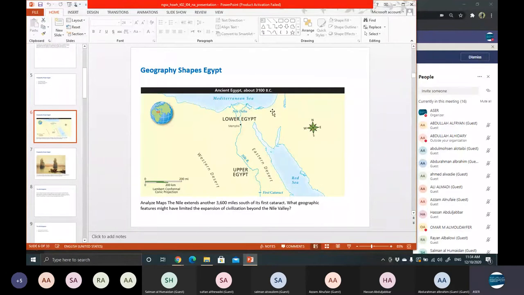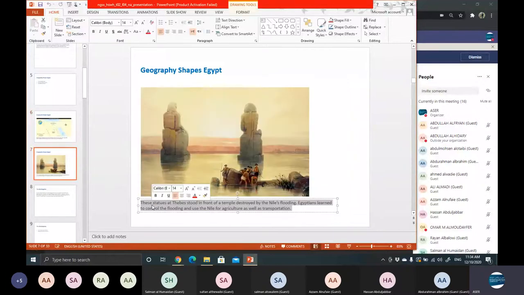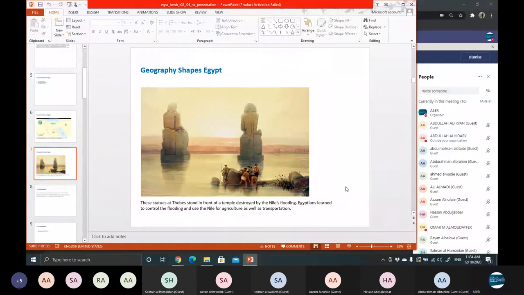The ancient Egyptian civilization wasn't just within nowadays Egypt's border. It took in Egypt today, some parts of Sudan, and also some parts of the Arabian countries here, like Palestine today, like Jordan, and it even reached Syria. All of this was in the Egyptian civilization. The statues at Thebes stood in front of a temple developed by the Nile's flooding. Egyptians learned to control the flooding and use the Nile for agriculture.